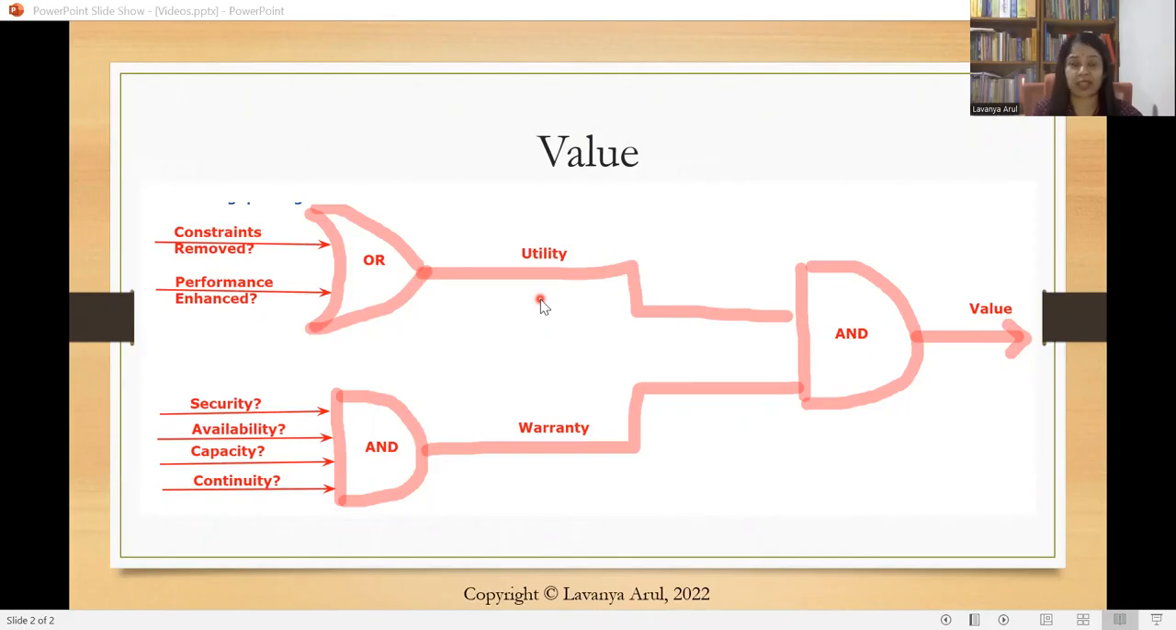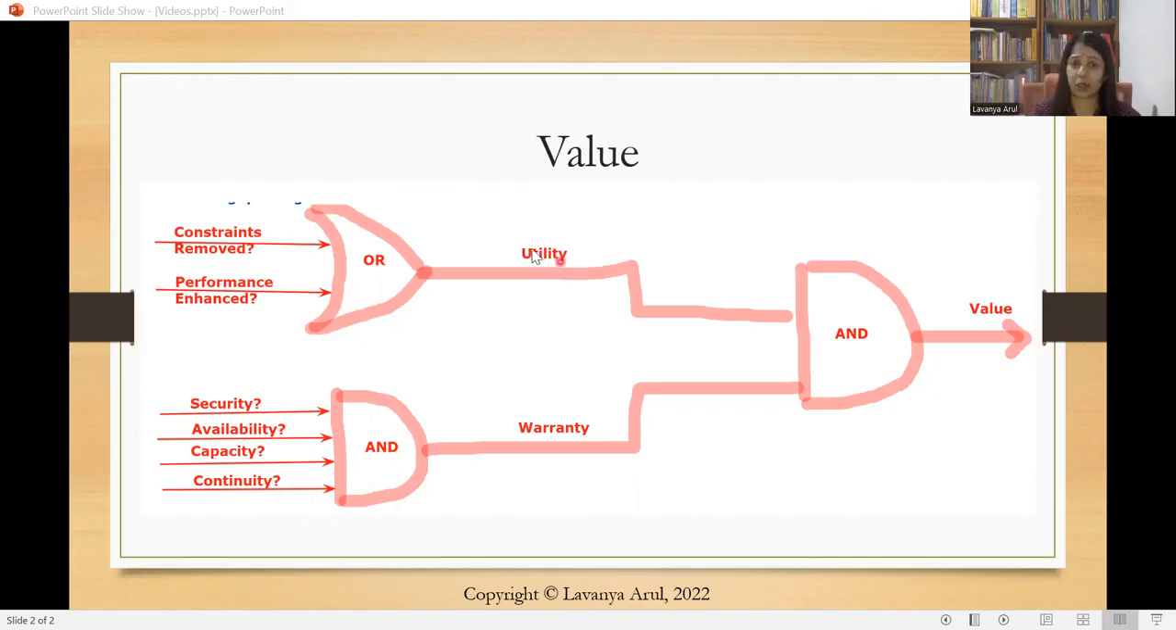So in order to get the value realization, there are two aspects. One is the utility, another one is the warranty. How do we evaluate utility? There are two areas that you need to consider. As long as one area is achieved, we can already say utility is achieved. The two areas are either the constraints are going to be removed or we are considering enhancing the performance.